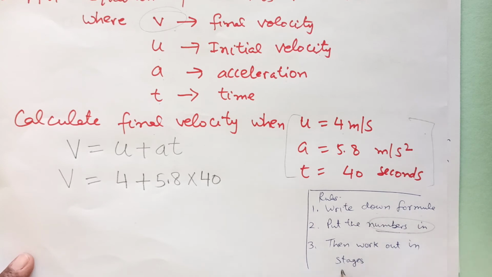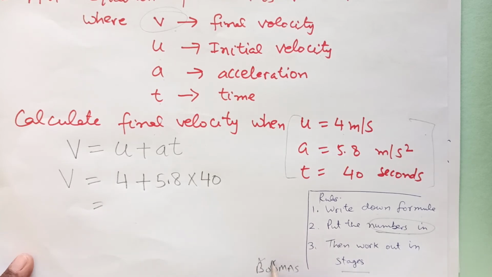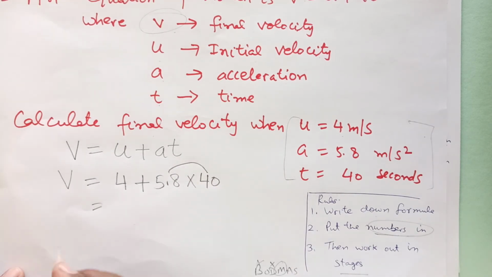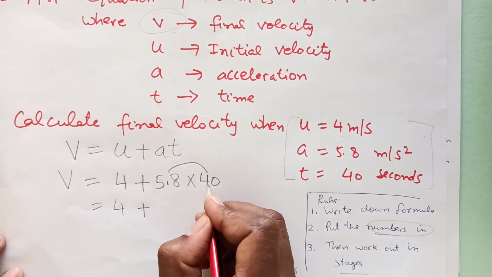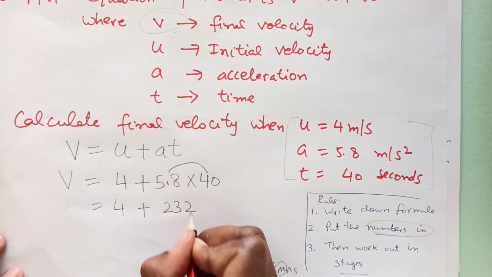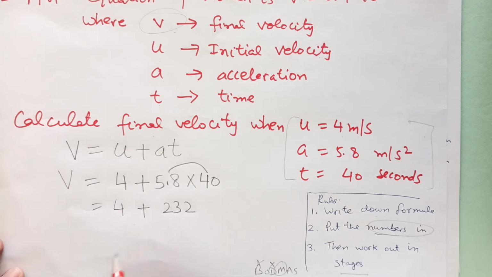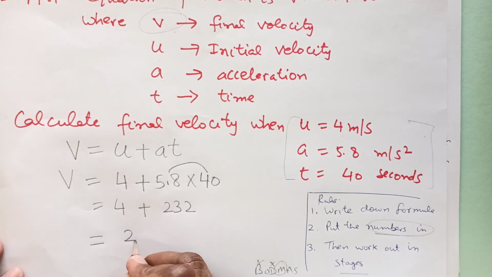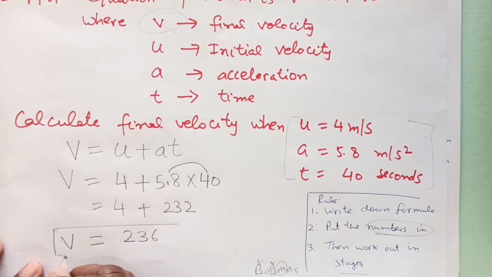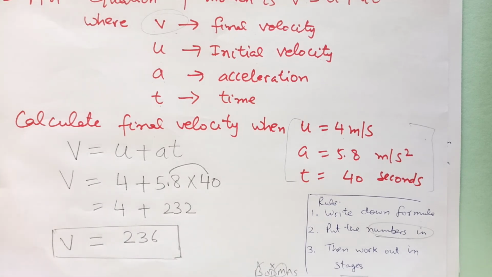Then work out in stages. Now we can see if we use the BODMAS rule here, we do not have any brackets and we do not have any division. What we have here is multiplication, so we will solve that first. 4 plus, when you multiply, this comes out to be 232. Then we have only the operation of addition here. 4 plus 232 is 236. So this is the answer that we get after the substitution. The final velocity is 236 after replacing the values here.